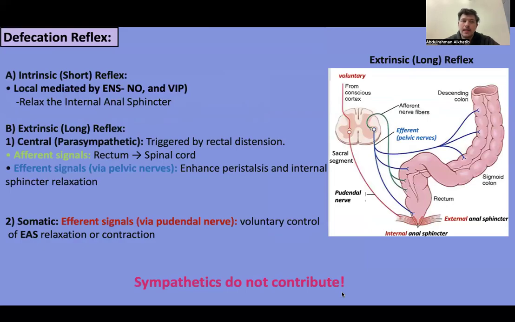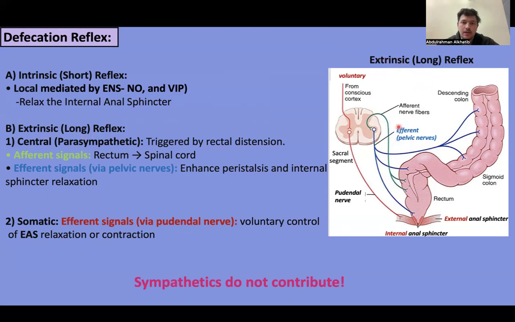Now, as I have mentioned, the defecation reflex involves the intrinsic or short reflex as well as the extrinsic reflex. The intrinsic reflex is mediated by our enteric nervous system, via releasing nitric oxide and the vasoactive intestinal peptide. The intrinsic reflex mainly relaxes the internal anal sphincter. But we also have the extrinsic long reflex. As you can see here on this diagram, this is the extrinsic long reflex.